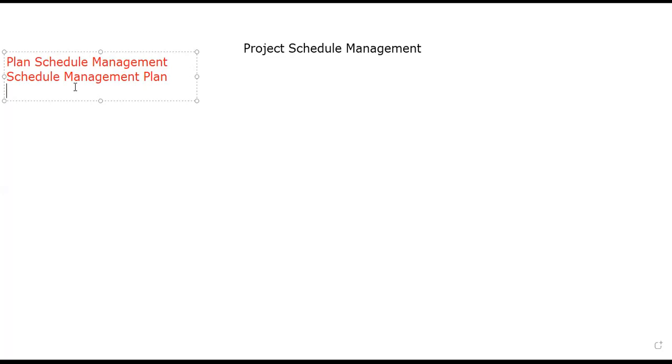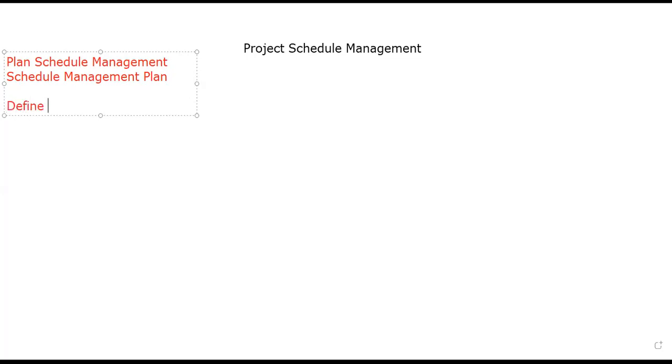And for sure, the project manager will discuss these things with the subject matter experts as well as the team, so they can work collaboratively. And for sure, to start this, they need to have the scope management plan, the requirements management plan, and the scope baseline ready, so they can go on to the next process. What we have is plan schedule management, and the output is a schedule management plan.